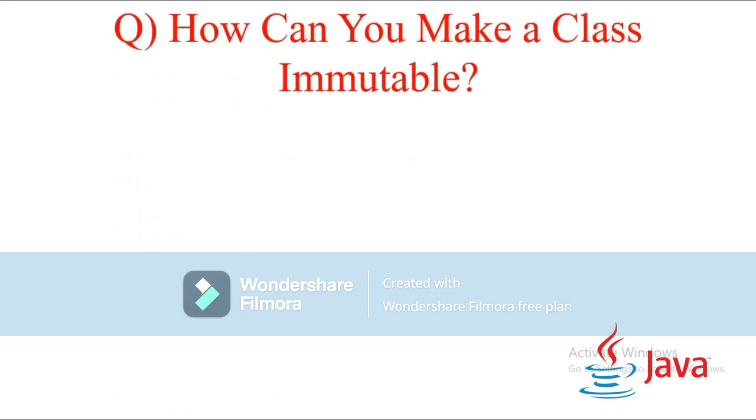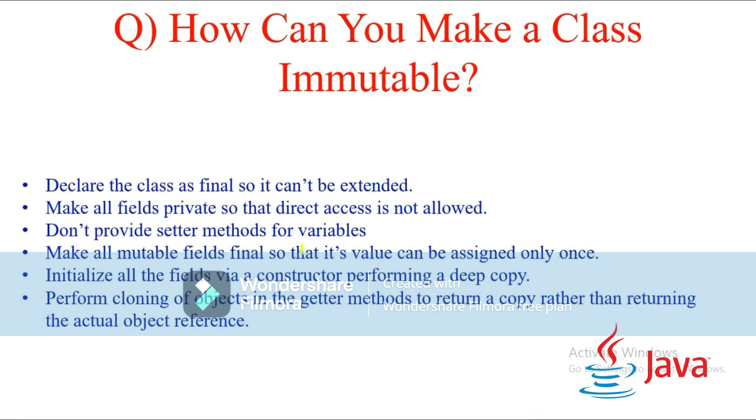Then how can you make your class immutable? This is something very important and a very, very tricky question. You have to do 6 steps to make your particular class immutable. The first step is on the very basic, the class: make your class final. Whenever you create a particular class, make that class final.